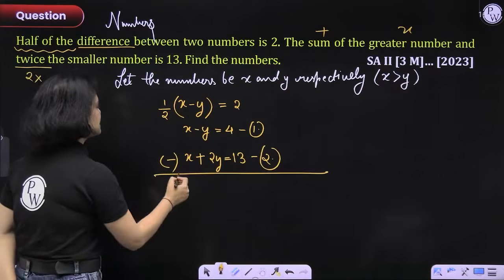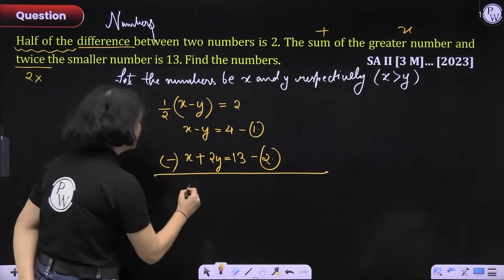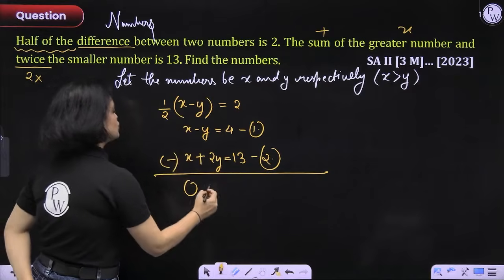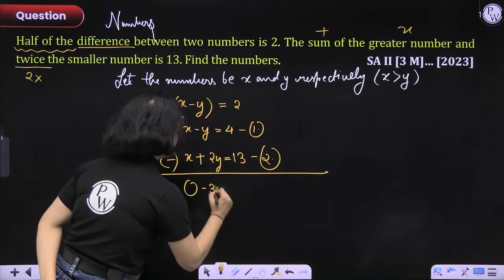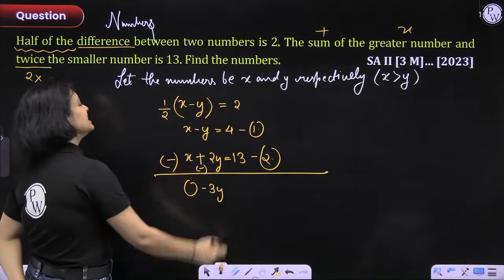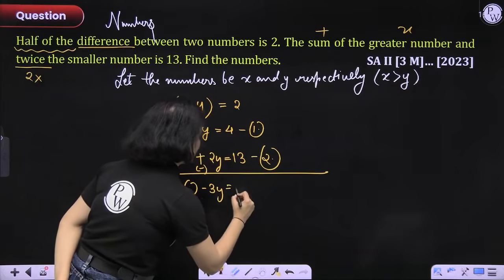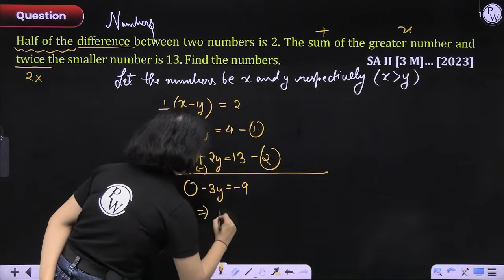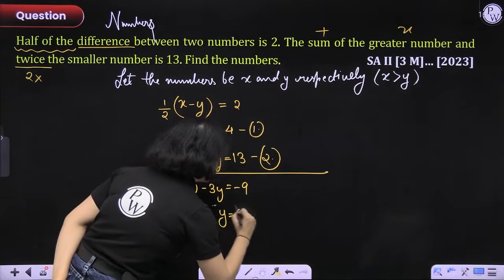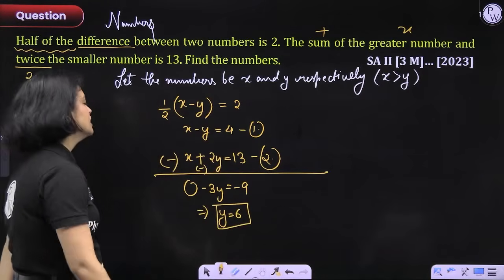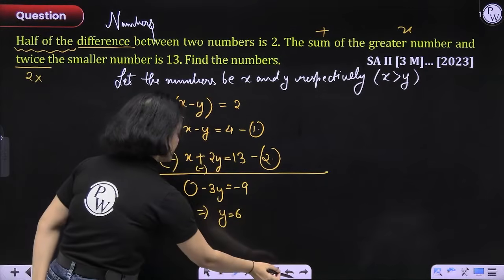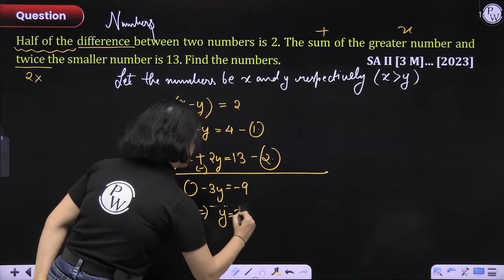Okay? x minus x, 0. Minus y minus 2y, minus 3y. Right, this will become minus, no? 4 minus 13, everyone, is equal to minus 9. From here, you can say that y is equal to 6. Y comes out to be what? Sorry. y is equal to 3. My fault. y is equal to 3.